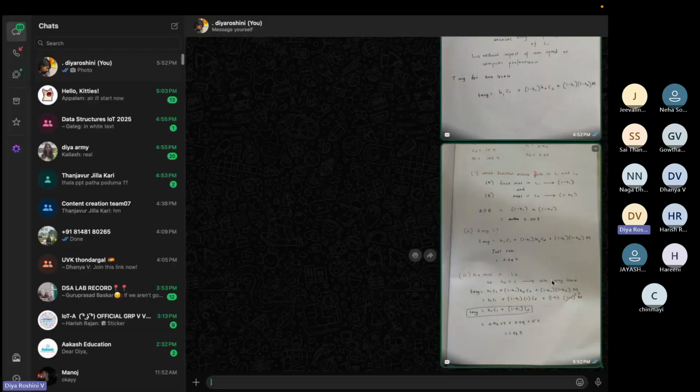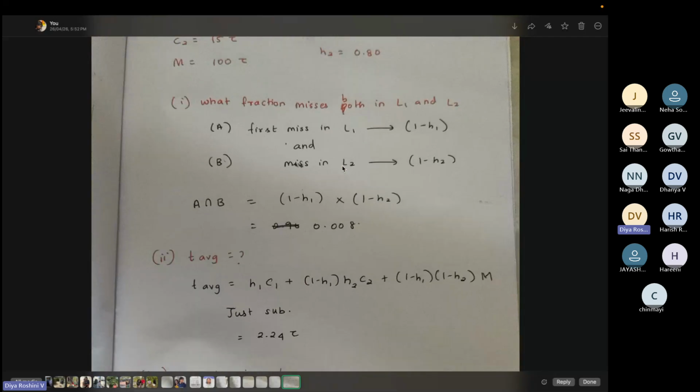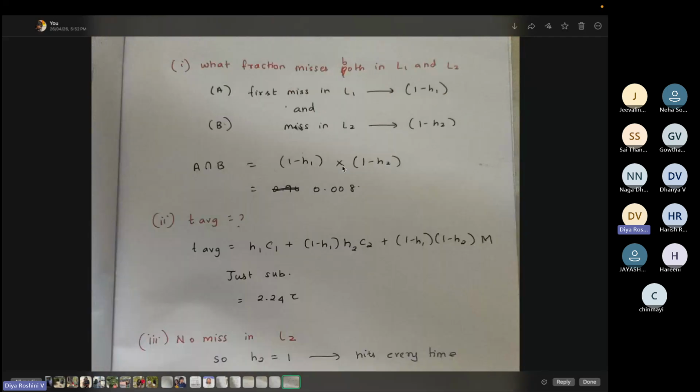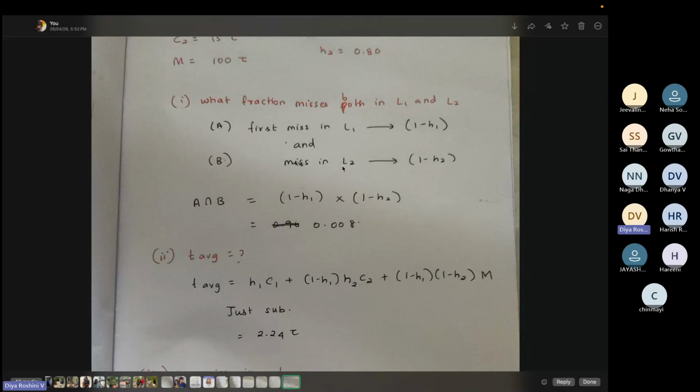So the question is, we have two levels of cache. The access time of cache 1 is T, and access time of cache 2 is 15T, and miss penalty is 100T. My hit rate of cache 1 is 0.96, hit rate of cache 2 is 0.80. I think the given is pretty straightforward. So now my first question is, what fraction misses both in L1 and L2? That was my first subdivision.